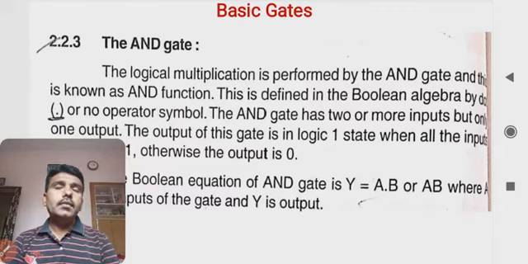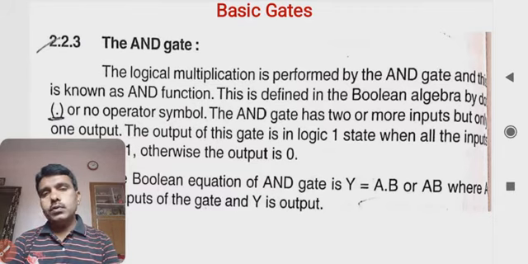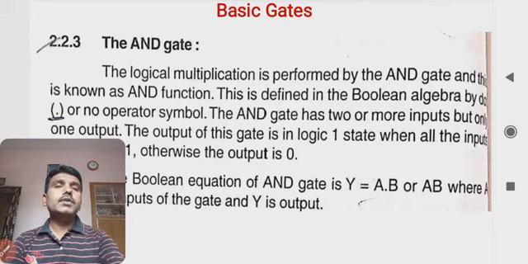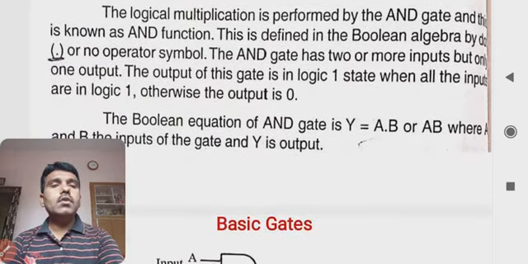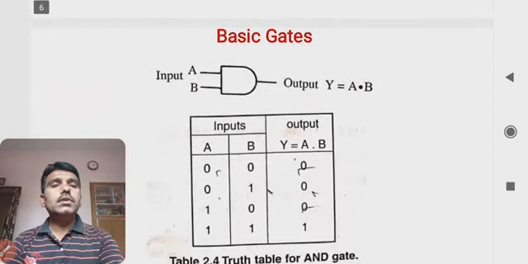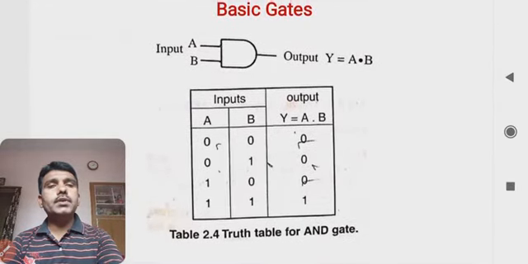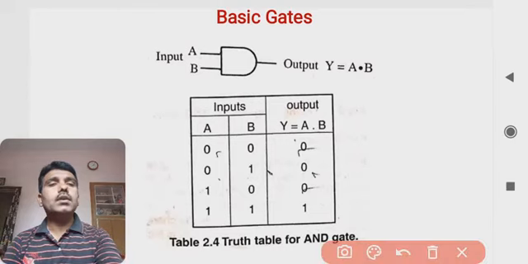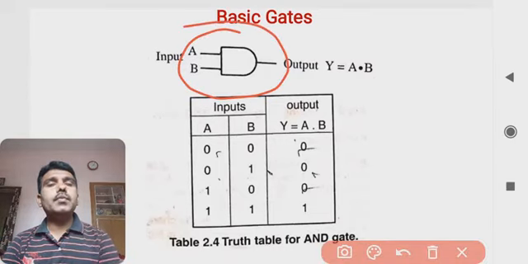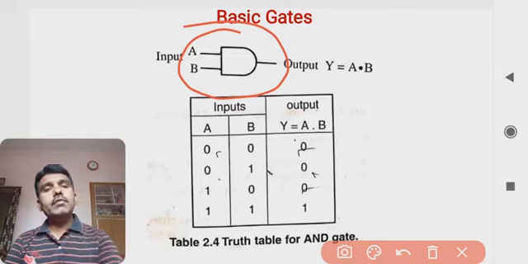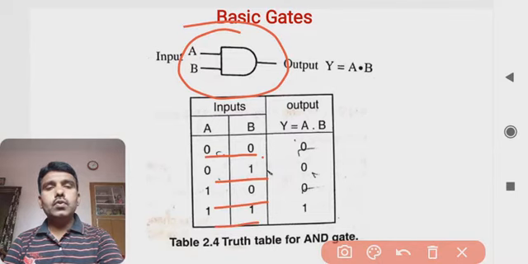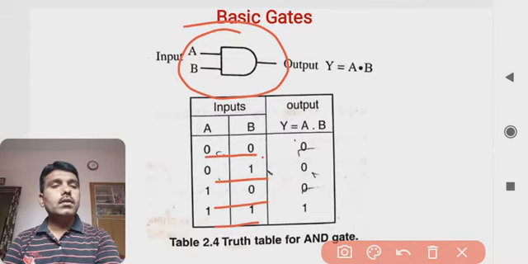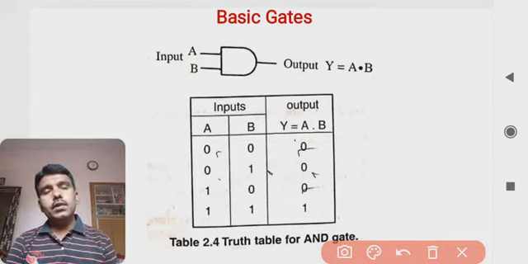And n number of inputs means anywhere from 2 to 1000 inputs can be there, but the minimum is 2. The symbolical representation for the AND gate is a half semi-square shape. When there are minimum 2 inputs, the possible input combinations become 4, that is 0 0, 0 1, 1 0, 1 1. The number of input possibilities is 4.